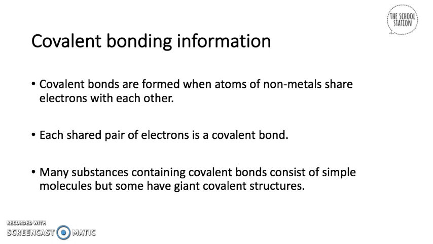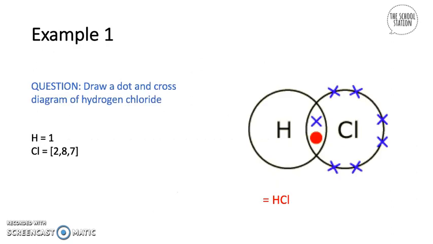Many substances containing covalent bonds consist of simple molecules, but some have giant covalent structures. You'll be seeing throughout the examples that some covalent bonds are really simple to understand, whilst others can be really complicated and big. So now we're going to go on to some examples of dot and cross diagrams and looking at covalent bonding. This is an example that you may get in some of your worksheets or even in the exam. This question is to draw a dot and cross diagram of hydrogen chloride.